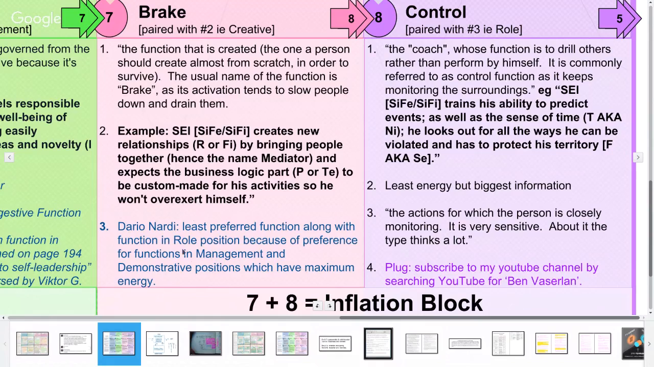Right, I'll go through this and I'll try and explain. SIFX creates new relationships by bringing people together, hence the name mediator, and expects the business logic part to be custom made for his activities so he won't overexert himself. Right, I'll just do this last bit, then I'll explain. Dario Nardi: least preferred function along with function in role position because of preference for functions in management and demonstrative positions which have maximum energy. This is the equivalent of the trickster function in the Beebe model. Right, now I'm going to explain things.